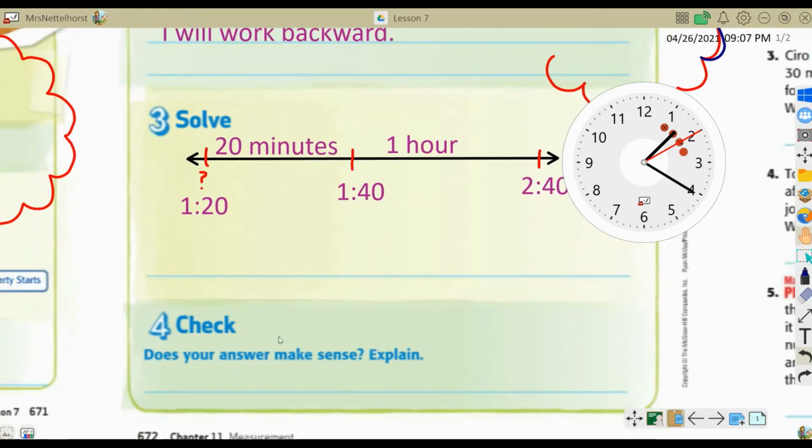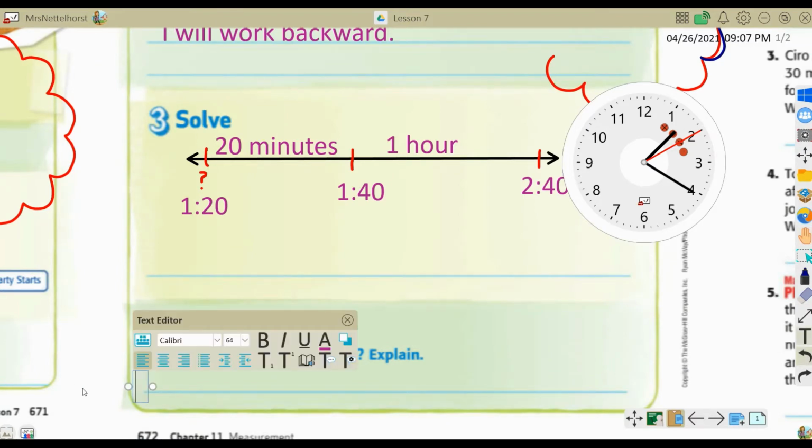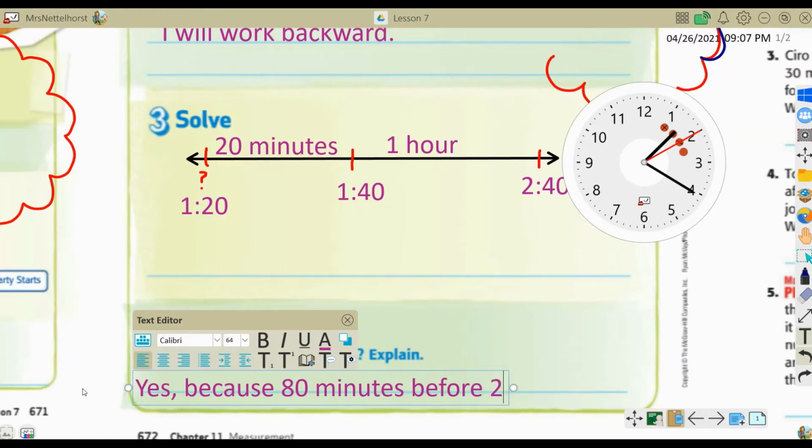So does it make sense? Yes. Explain, comma, because 80 minutes before 2:40 is 1:20.